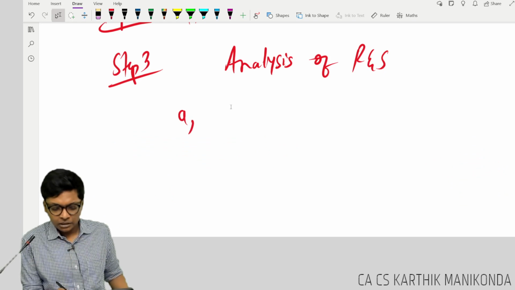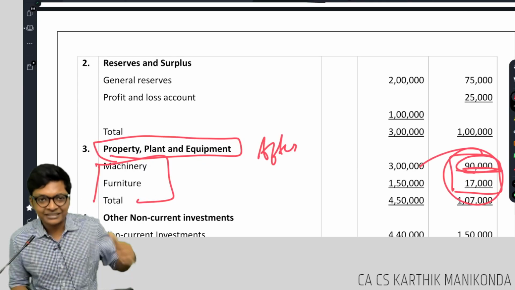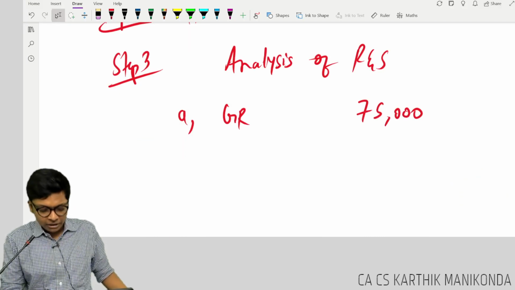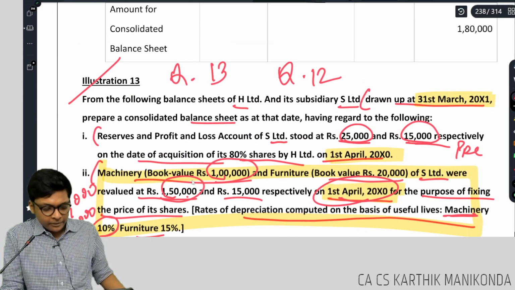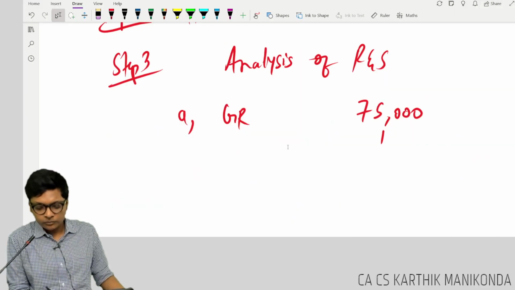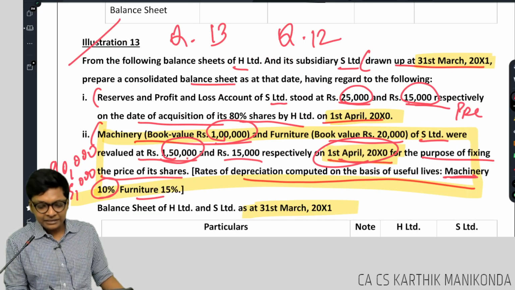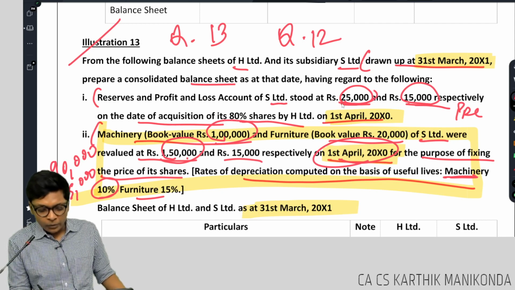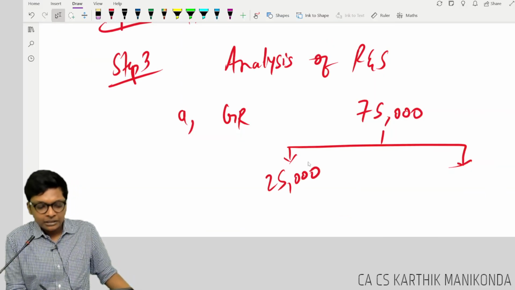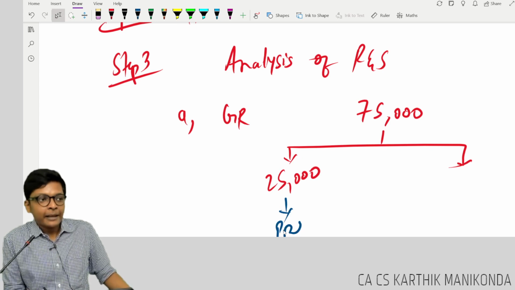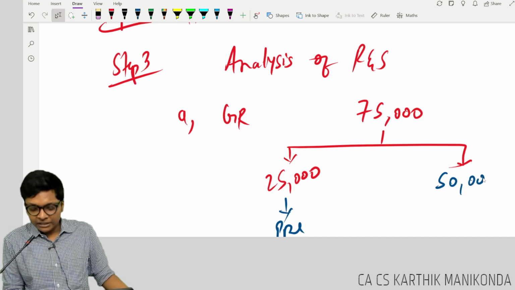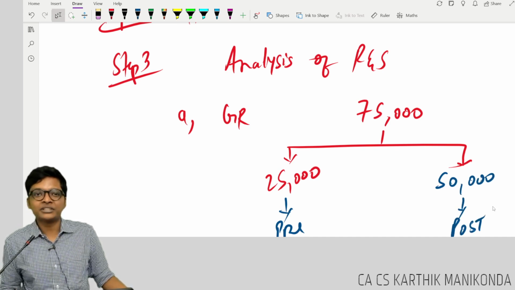General reserve first. A. General reserve. As per question it is 75,000. So I will write 75,000, and this 75,000, how much is pre, how much is post? On the date of acquisition, 25,000 was reserves. So this 25,000 is pre. So balance how much? 50,000. Are you following how this came?